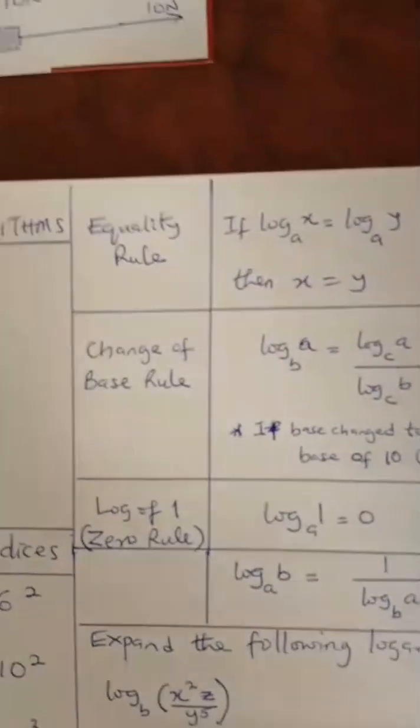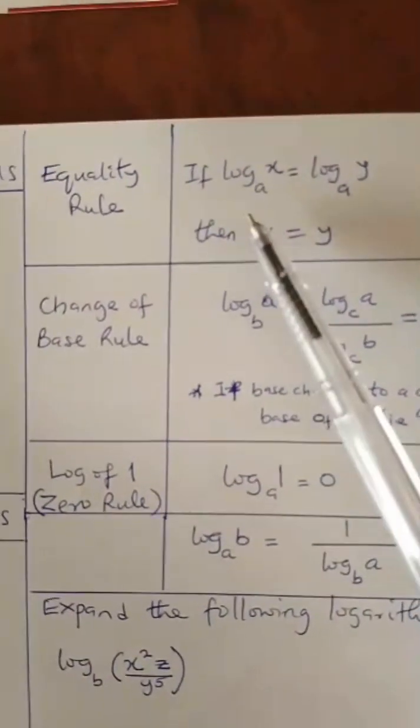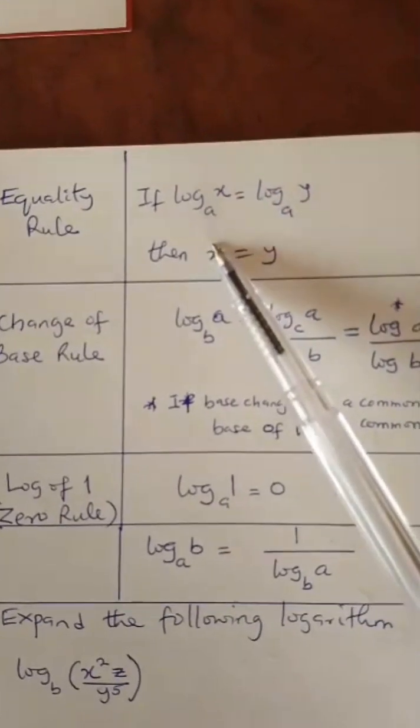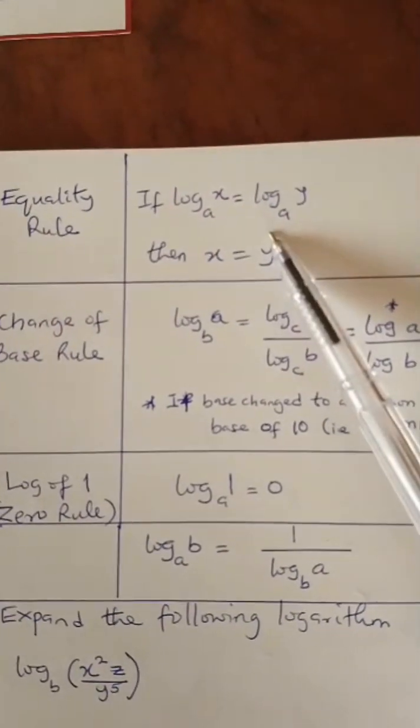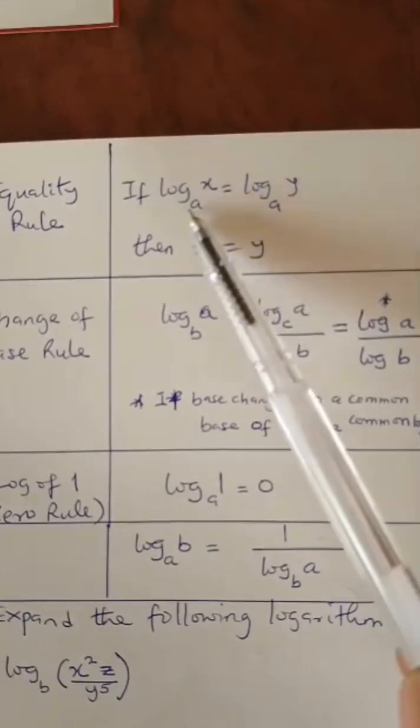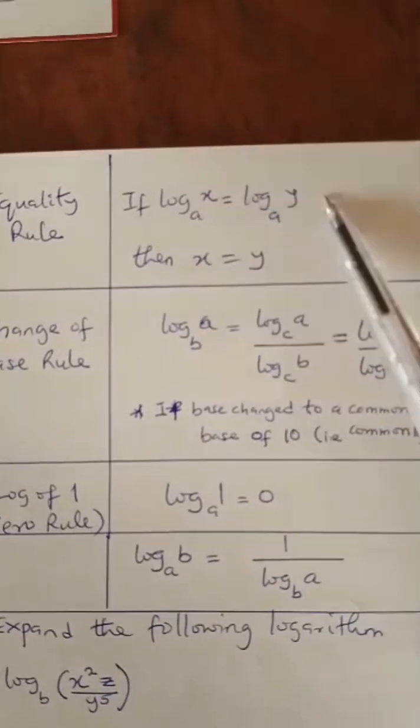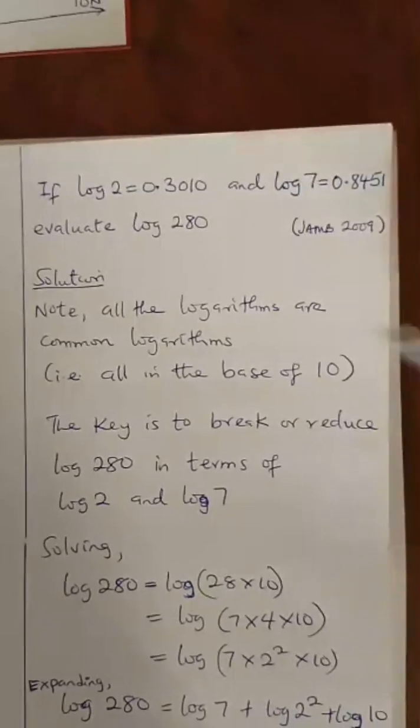Let's continue. Let's look at the equality rule. If log x to base a is equal to log y to base a, so they have the same base, then basically x should be equal to y.